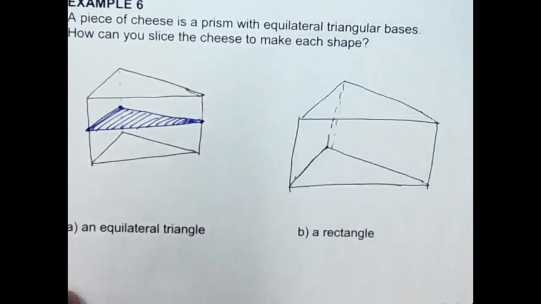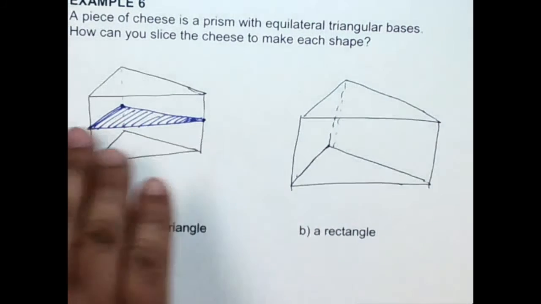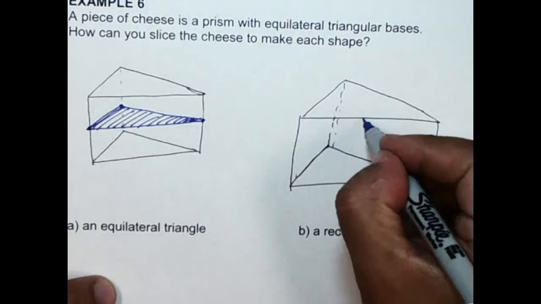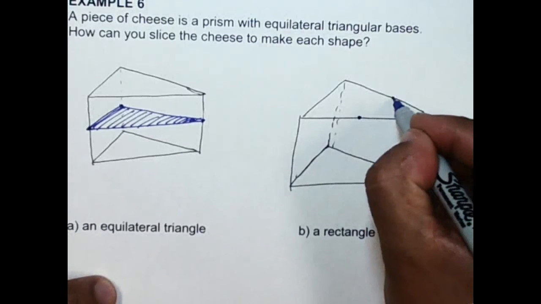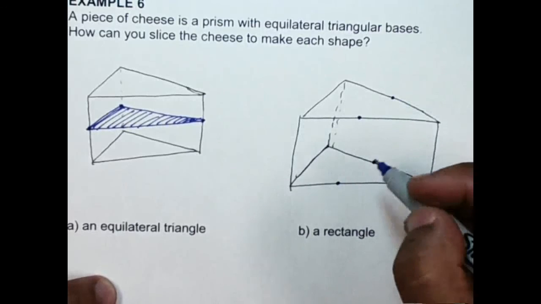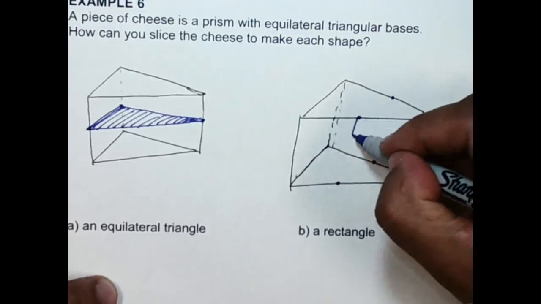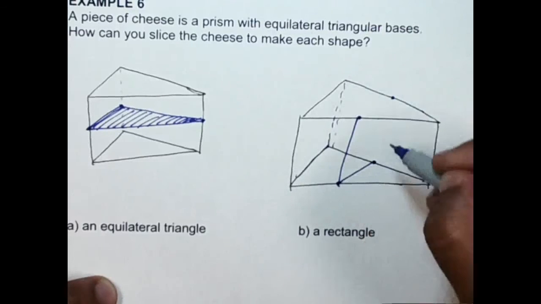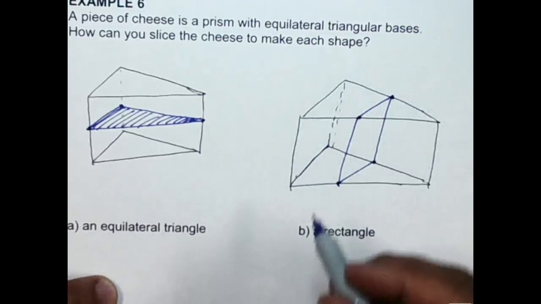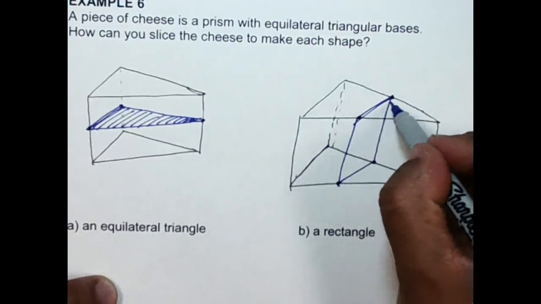because I want to cut it. I can't cut it horizontally because that's going to make a triangle. However, if I cut it vertically, if I slice it down this way, I have these edges right here. And if I cut them this way, that's how I would get a rectangle.